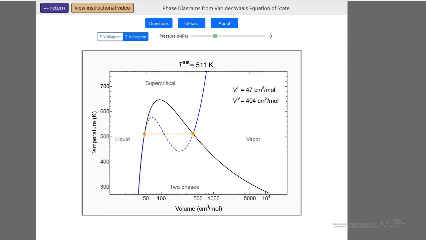So this simulation shows that just using a cubic equation of state, we can not only generate conditions given, say, pressure and volume, what's the temperature, or given temperature and volume, what's the pressure, but we can also generate the conditions for phase equilibrium, namely given temperature, what is the saturation pressure, and given pressure, what's the saturation temperature.